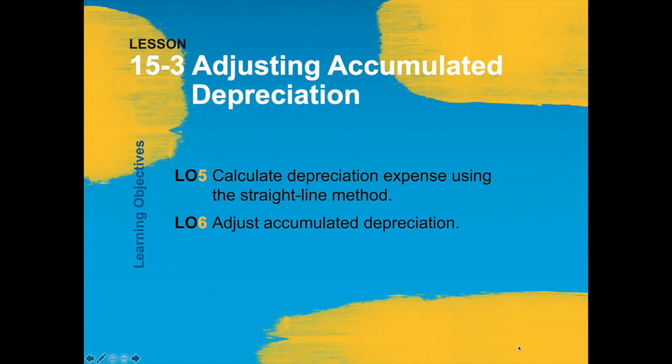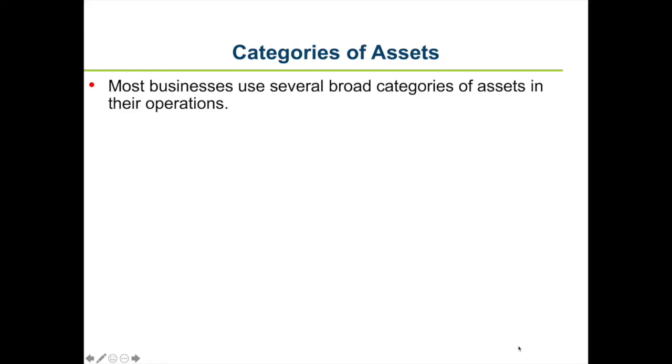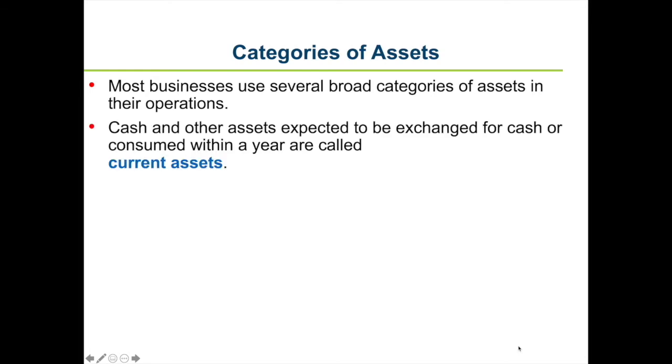Section 15.3 deals with adjusting accumulated depreciation. Most businesses use several broad categories of assets in their operations. Cash and other assets expected to be exchanged for cash or consumed within a year are called current assets. They include supplies, prepaid insurance, and accounts receivable, and again, those will be expected to exchange for cash or consumed within a year.